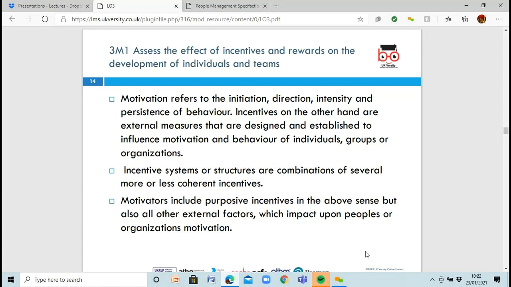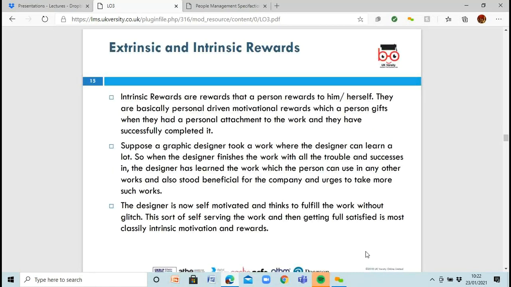So in the above sense, you've got all the external factors which can impact on people's or your own motivation and also the organization's motivation. So it's actually motivating you to complete a certain task in a timely manner. Now you've got extrinsic and intrinsic rewards. So just as a quick recap, extrinsic is outer, intrinsic is inner.